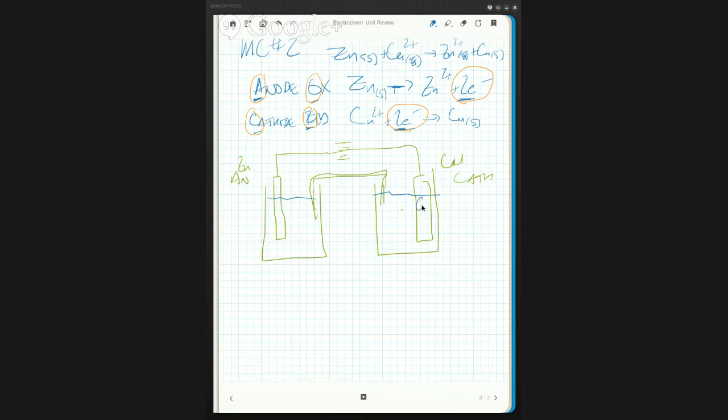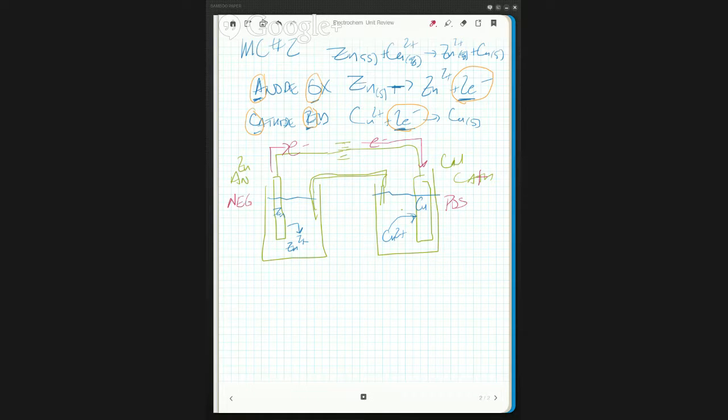So again, copper and zinc. And we've got some zinc 2 plus in here that's coming off. And we have some copper 2 plus, which is going on here. And we've got the electrons, and they are flowing this way. Cathode has a T in it, which is like a plus, so this is positive. And the anode, we just know this is negative because it has more electrons. It's giving up the electrons.